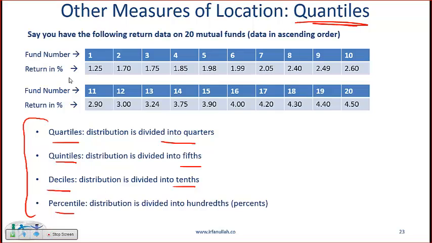And how do you do this? Let's go with a simple example where you are evaluating the returns of 10 different mutual funds. So you organize from 1 to 20, where 1 is the worst return and 20 is the best return. And then if you do quartiles, then the first quartile will be the first 25%, second quartile will be the next 25%, and so on.